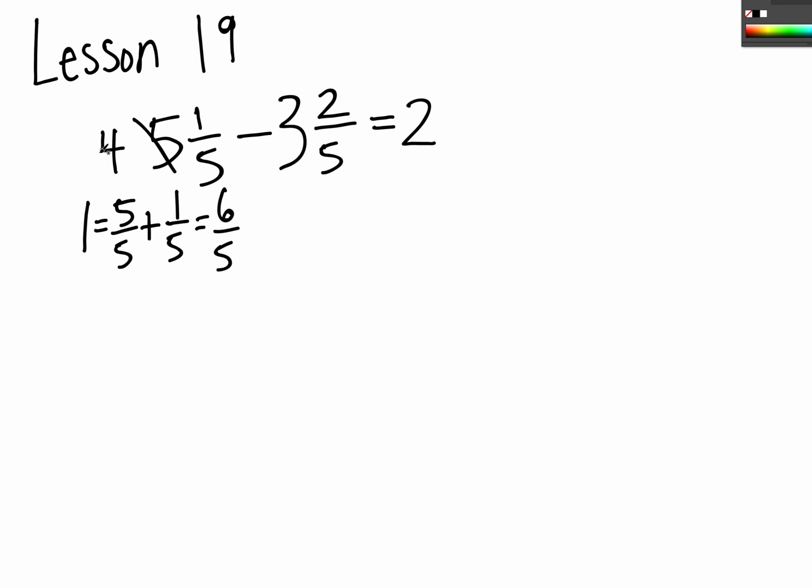So we're going to rewrite this problem. We have 4 as our mixed number because we borrowed 1, and our new fraction is 6/5. And we're going to subtract 3 2/5. Now this problem is looking a bit more promising. So when we go to the mixed numbers, 4 minus 3, we get the answer of 1. And now when we subtract these fractions, 6/5 minus 2/5 is going to give us 4/5.